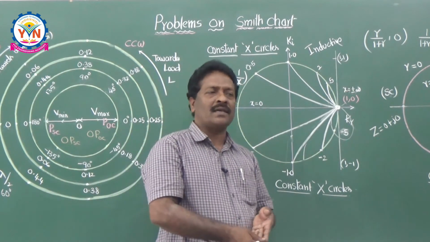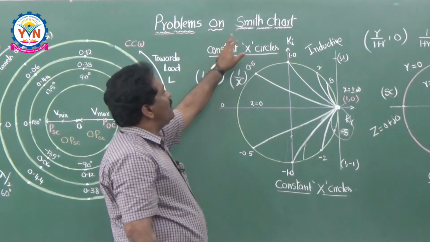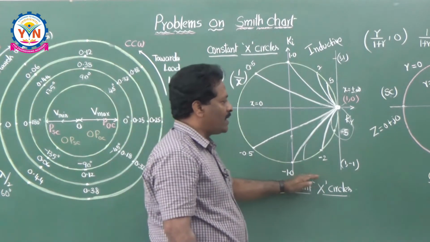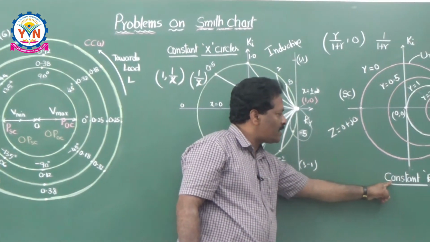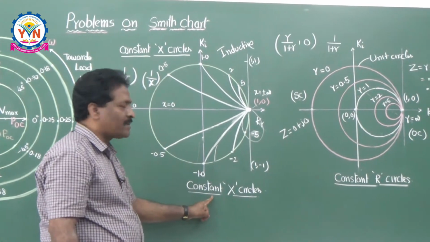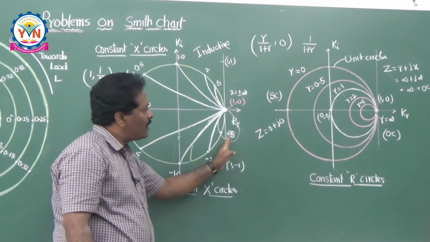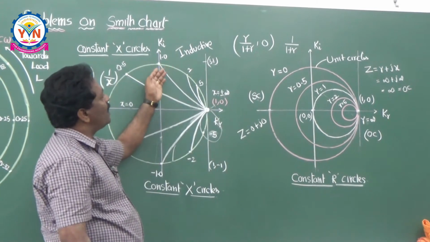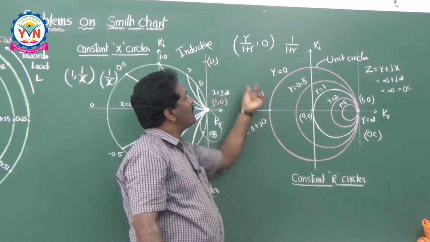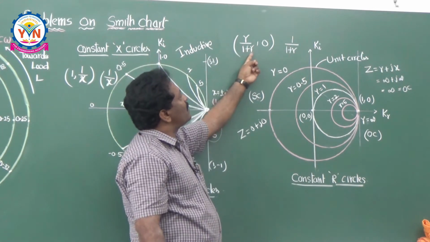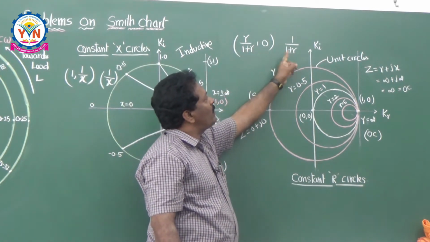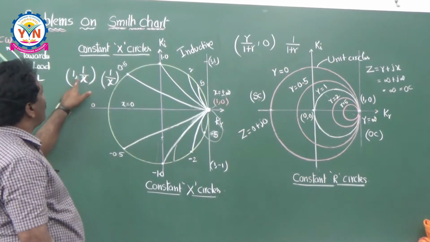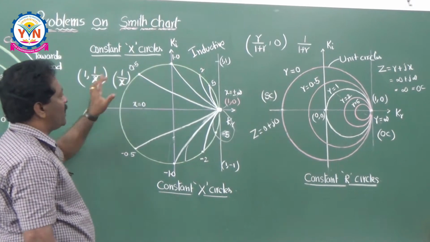In the last class I told you the Smith chart is nothing but the intersection of two orthogonal circles: the constant R circles and the constant X circles. These circles are constructed using circle equations. For the R circles, the center is R by 1 plus R and 0, and the radius is 1 by 1 plus R. For the X circles, the center is 1 and 1 by X, and the radius is 1 by X.